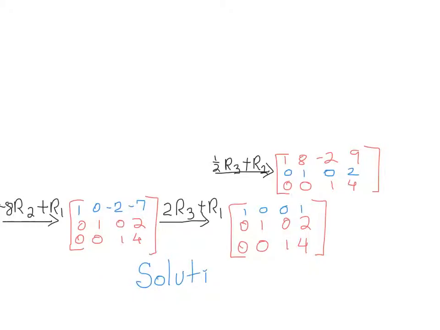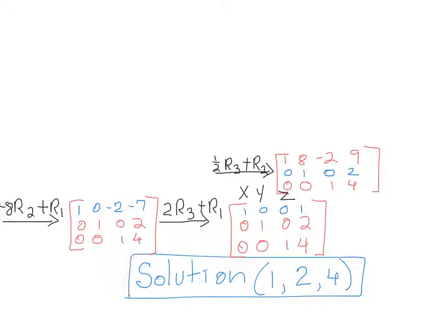So the solution is, let's go back to the variables. The first column is the x, the second column is the y, the third column is the z. Therefore, if I start with the x, the first number should be 1, right? Because x is 1, y is 2, and z is 4. So the first is 1, and then a 2, and a 4. And that is the solution.